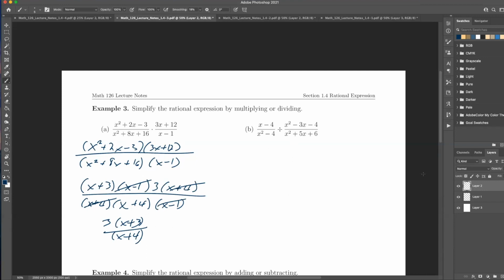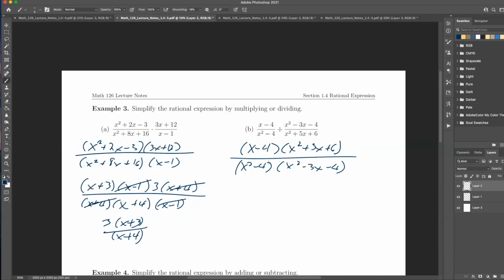Here we're going to do this one. And we're going to do the same thing here. But now this time we are going to x minus 4. We're going to flip and multiply. And so this will be x squared plus 5x plus 6 all over x squared minus 4, x squared minus 3x minus 4. So here I just flipped and multiplied for the division.